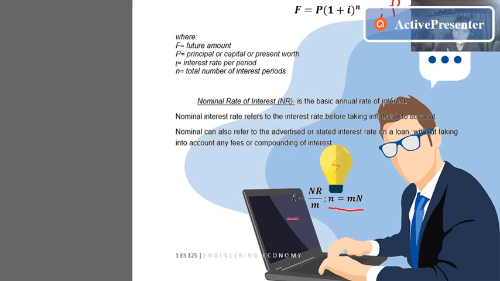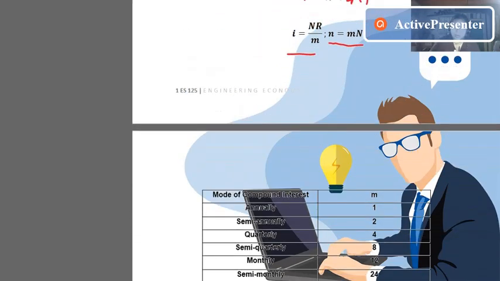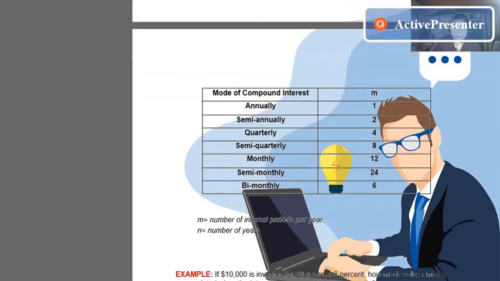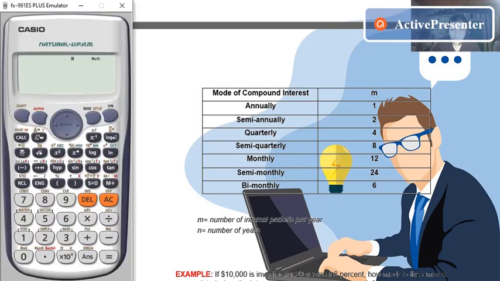So we take note here for our formula. If naghatag sa atong problem og nominal rate of interest or NR, where ang atong m is the number of interest periods per year and atong N is the number of years. So here sa atong table, makita nato we have a mode of compound interest. So unsa maning mode of compound interest? Kato ni siyang annually, semi-annually, quarterly, semi-quarterly, monthly, semi-monthly, and bi-monthly.